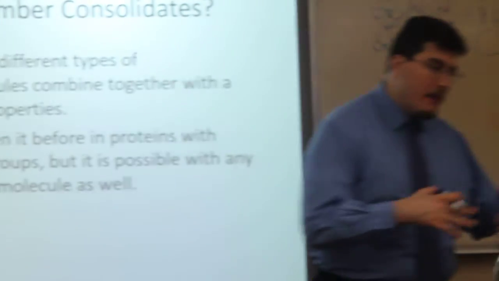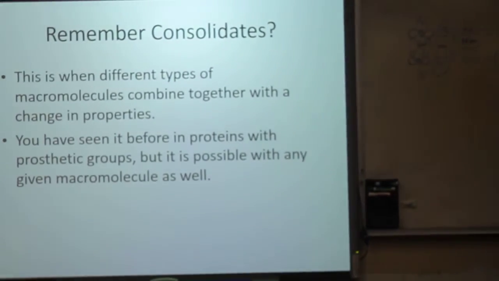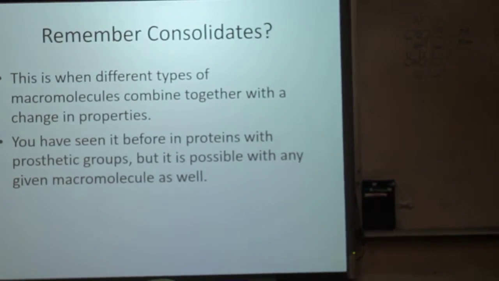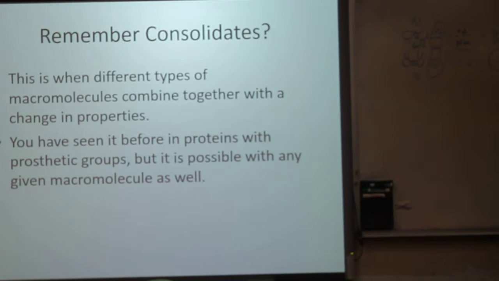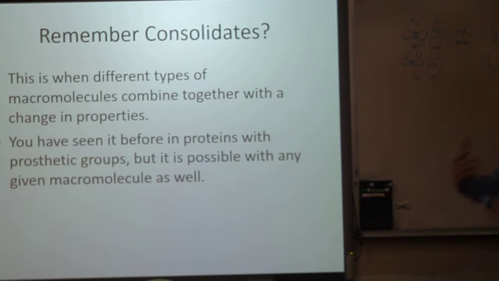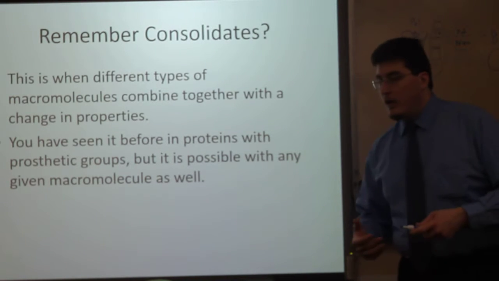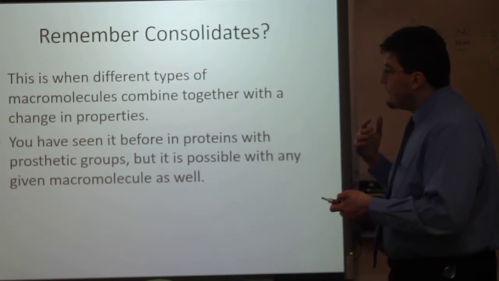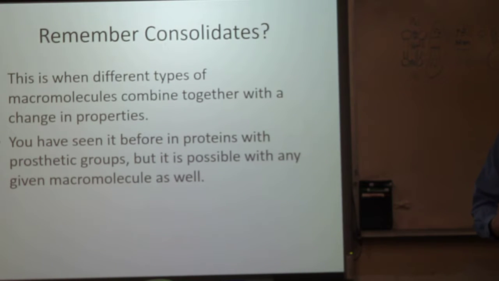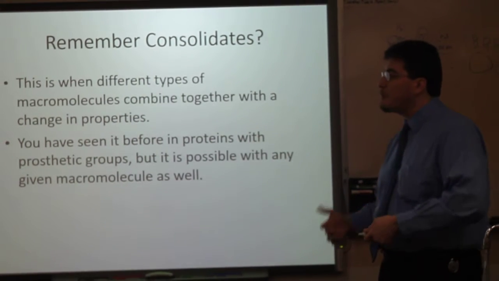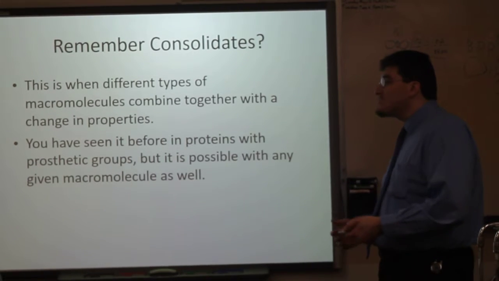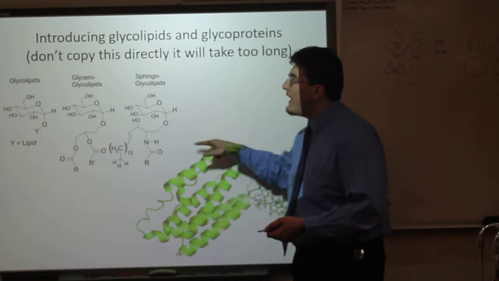Now, if you remember Unit 1, there was a term called consolidates. A consolidate is when two different types of macromolecules combine together and they change properties. So, proteins that have a prosthetic group will be a consolidate. A protein with a prosthetic group is a consolidate. But it's possible with any given macromolecule as well.